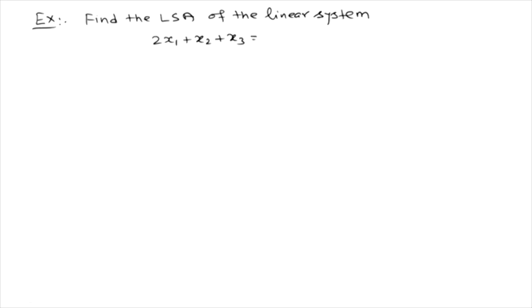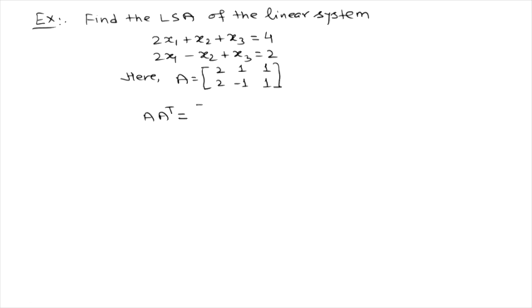Let us take an example of it. Find the least square approximation of the linear system 2x1 + x2 + x3 = 4 and 2x1 - x2 + x3 = 2. So here A is [2 1 1; 2 -1 1]. Now A into A transpose will become [6 4; 4 6], which is invertible.